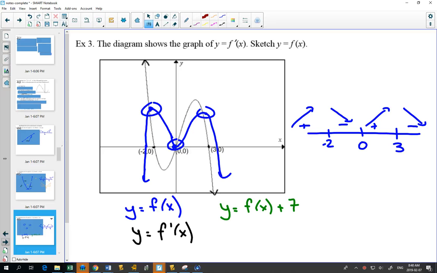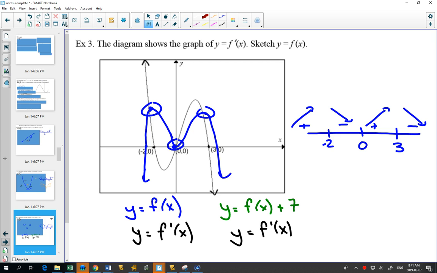What's the derivative of y equals f of x plus 7? What would the graph be if I took the derivative? Well, the graph, this would still be the derivative of that. And what's the derivative of 7? 0. Adding 7 to your original function doesn't matter.